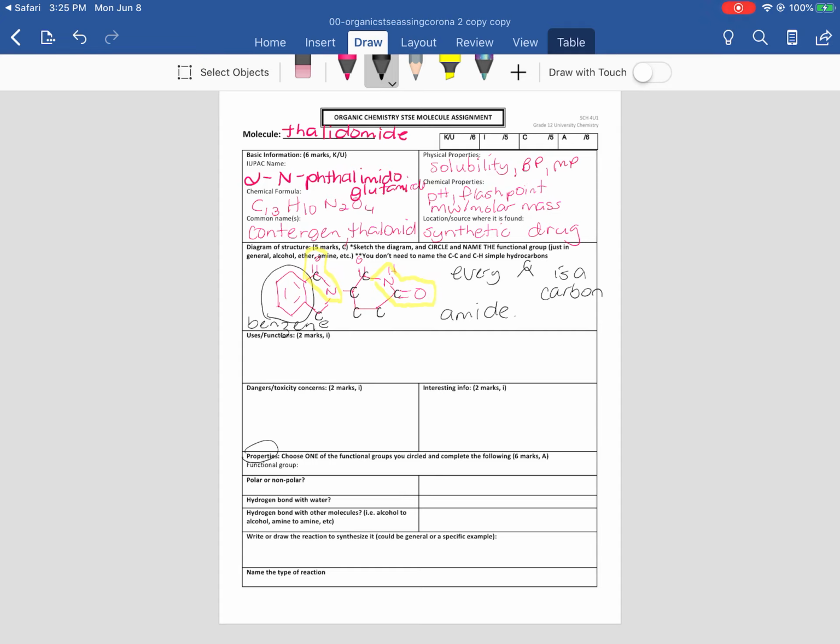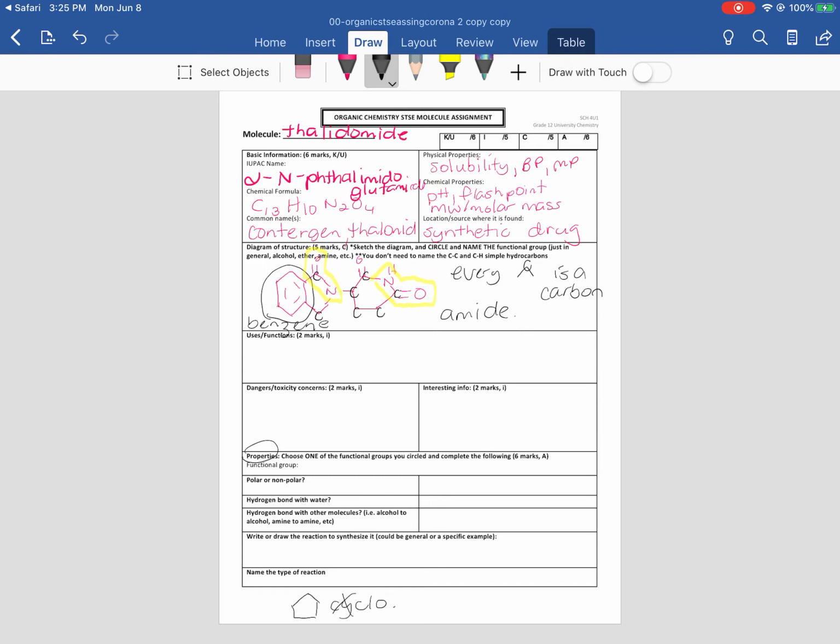And it says you don't need to name the CC and the CH simple hydrocarbons. Some of yours may have pentagons. You don't have to label that a cyclo, but if you want to, you can. You're just looking for ones like the alcohol, aldehyde, ketone, ether, those types of families.